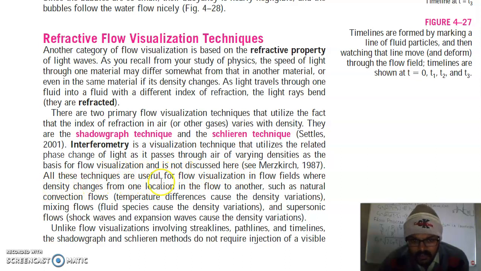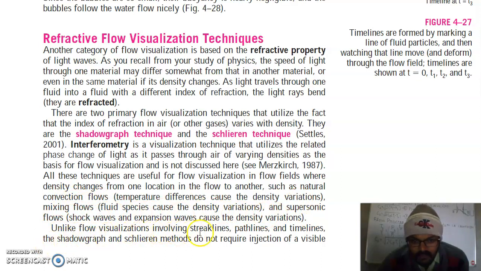All these techniques are useful for flow visualization in flow fields where density changes from one location in the flow to another, such as natural convection flows, where temperature differences cause the density variations, mixing flows and supersonic flows.